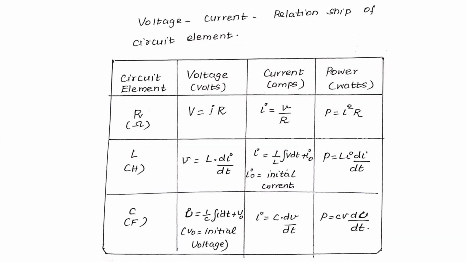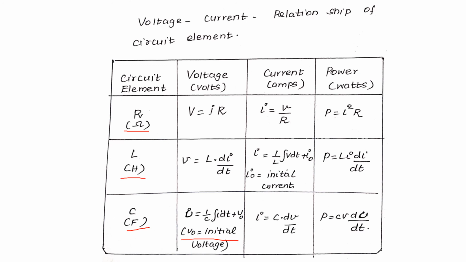Next, voltage current relationship of circuit elements. First, the circuit elements and their units. Resistance, unit is ohm. The unit of inductance is Henry. The unit of capacitance is Farad. Voltage: V is equal to I into R. The inductor voltage is L into di by dt. For the capacitor, V is equal to 1 by C integral I dt plus V naught, where V naught is the initial voltage.